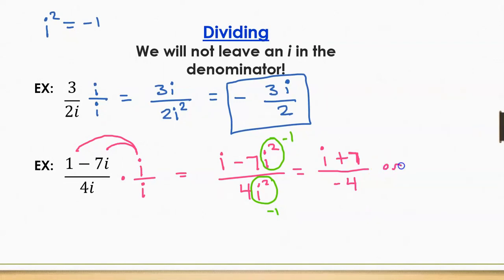Okay? And we really should write the i term second, so I will just switch it around and put 7 plus i over -4. Okay? So this is the answer.